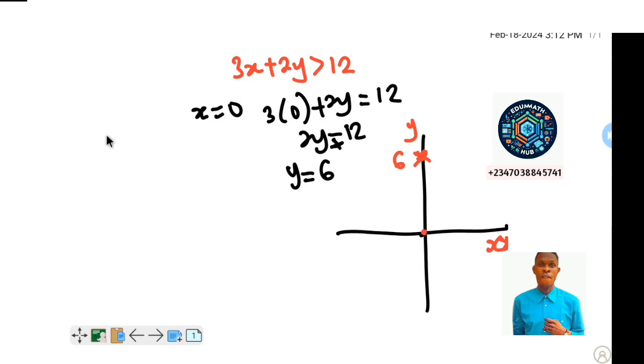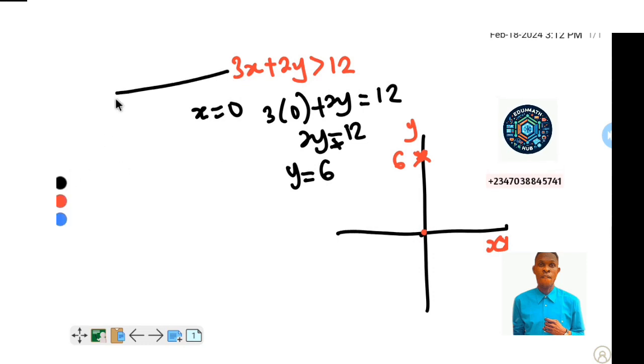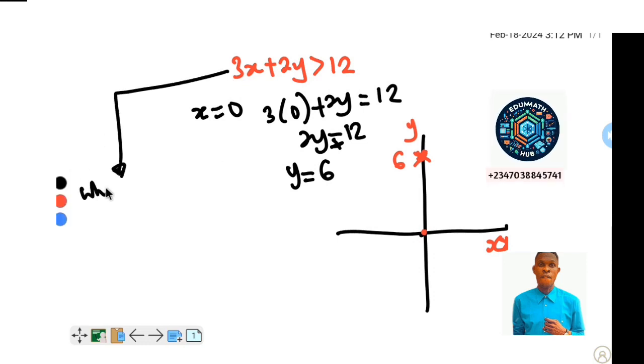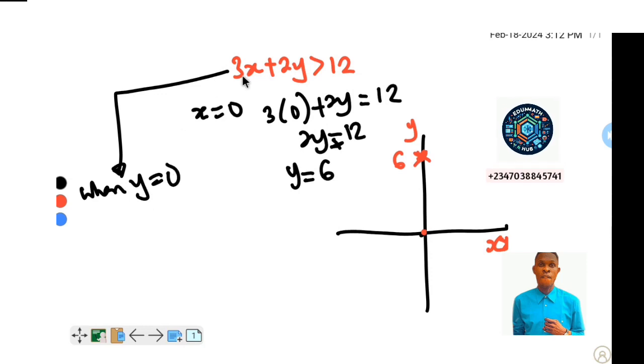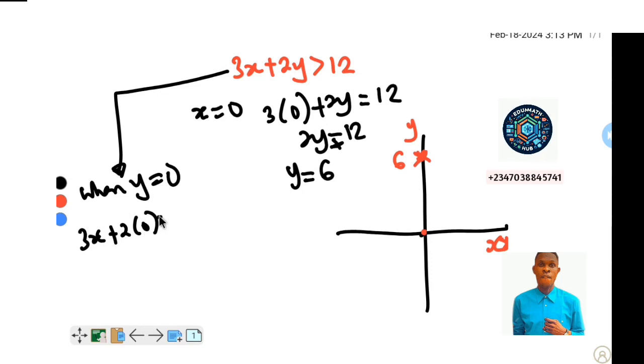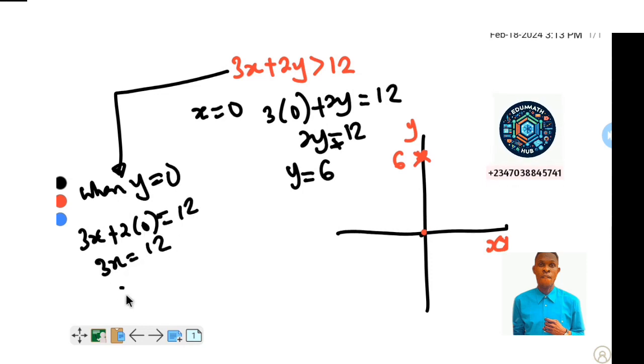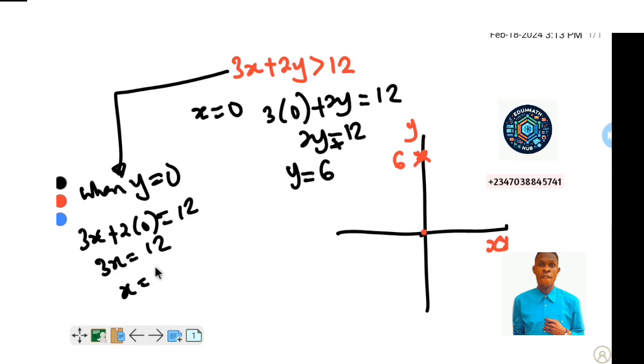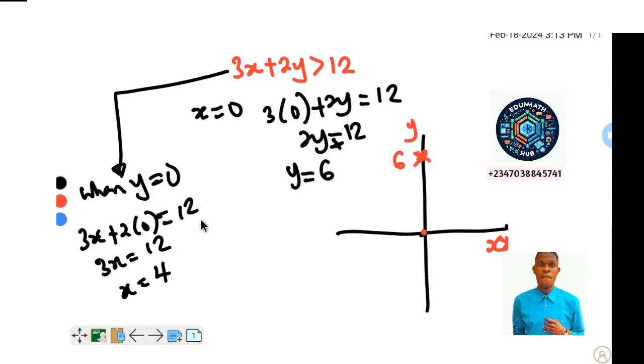So we are still using this equation. So when y is 0 now, come to this point and check when y is 0. So you have 3x plus, put 0 here, 2 times 0 equals 12. Here will give you 3x equals 12. So 12 divided by 3, that will give you 4. So when y is 0, x is 4.